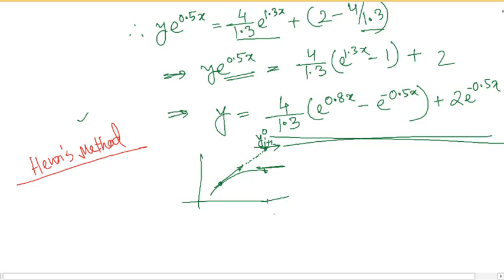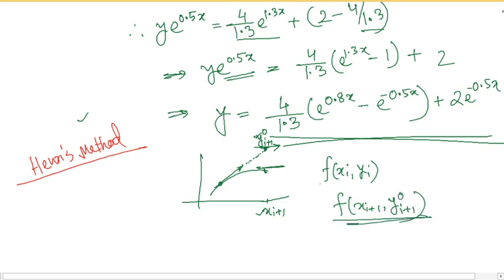I know the xi plus 1, and using the function at xi plus 1 comma yi plus 1, as we know for xi, yi, this is our slope, and this is the slope at this point, and this is the slope at this point. So these two slopes will be combined and divided by 2 to get the average slope. This is the intermediate slope, the average of these two, and this average slope will be used to predict this point, which will be getting close to the original solution.